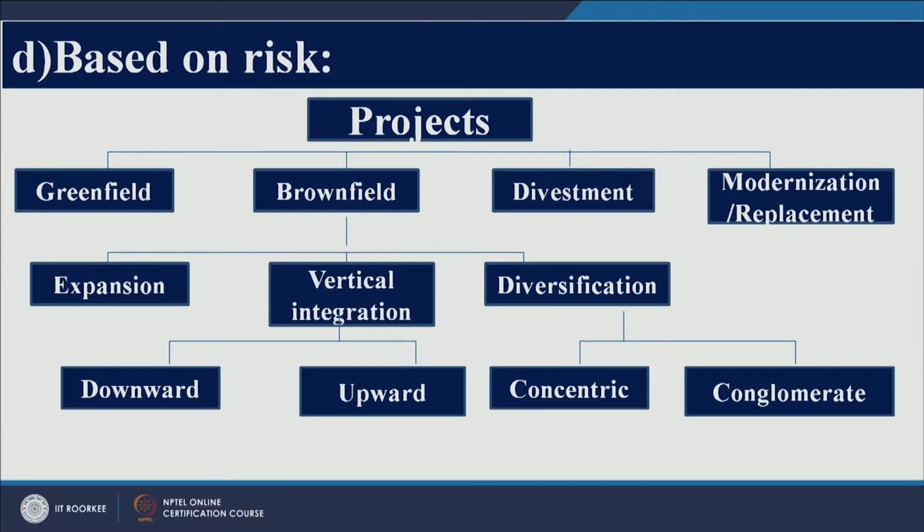Projects can also be classified on the basis of risk. So you can have greenfield project, brownfield project, divestment project, and modernization process. We will see these projects in detail. Before going to greenfield project, let me tell you, in brownfield project you have expansion, vertical integration, diversification, and in vertical integration you have downward integration and upward integration. In diversification you have concentric and conglomerate. So we will see these types of projects.